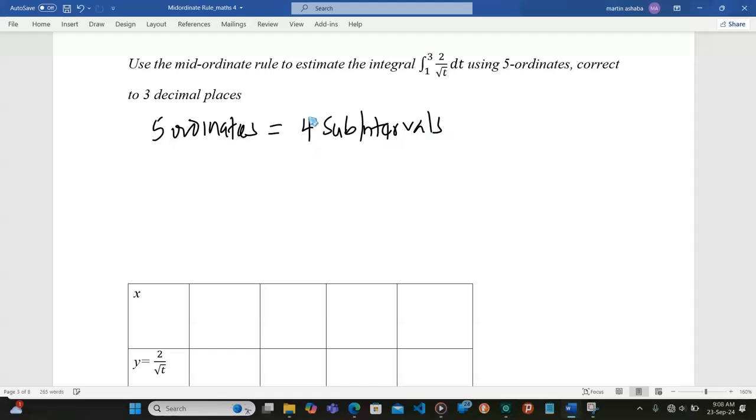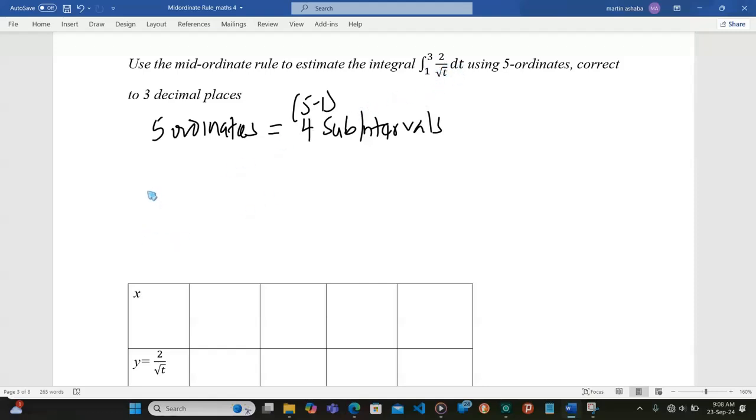In other words, the number of sub-intervals is always going to be less by 1 than the ordinates. So you get the ordinates, less it by 1, then you get the number of sub-intervals. Now this is 5 minus 1. That's what we are trying to say. So how are the sub-intervals going to help us? They are the ones we are going to use in our numerical methods to approximate the integral of this.